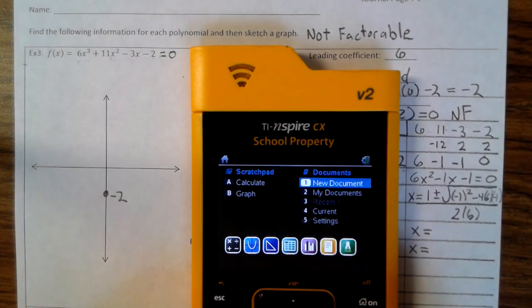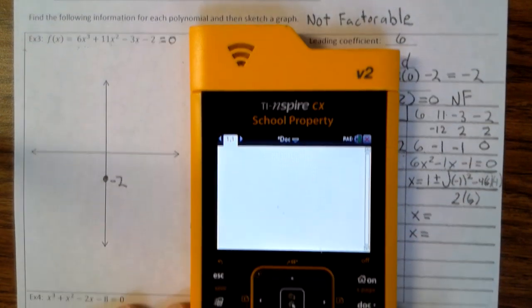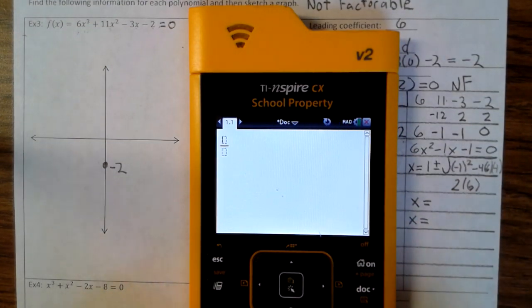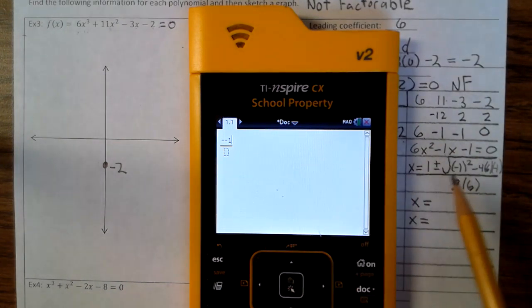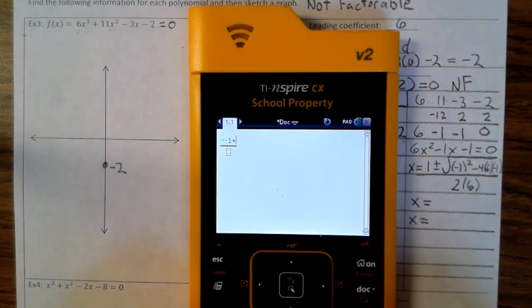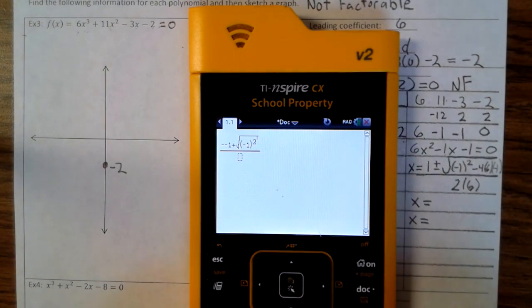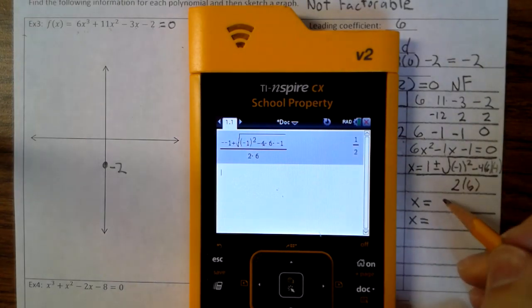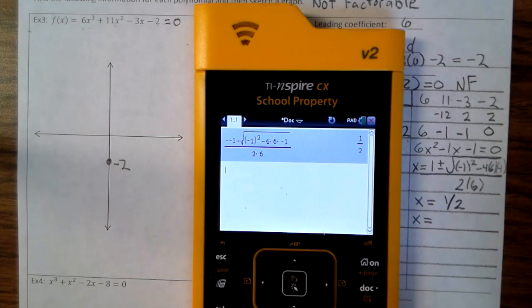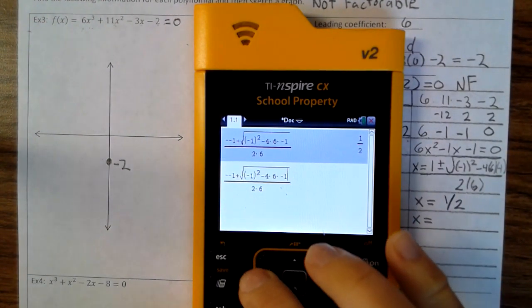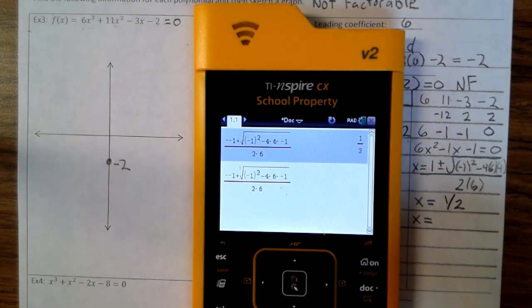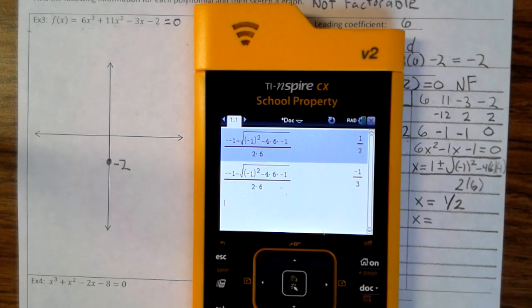So you're going to new document, add calculator. Now remember, control divide, that was negative negative 1, which became a positive 1. And then we're going to do plus first, control square root of parentheses negative 1 squared. This is the most common mistake. Whenever you square a negative number, it has to be in parentheses. Minus 4 times 6 times negative 1, divided by 2 times 6 is 1/2. So x equals 1/2. Now I'm going to highlight this, press enter, change the plus to a minus, and then the other x is negative 1/3.